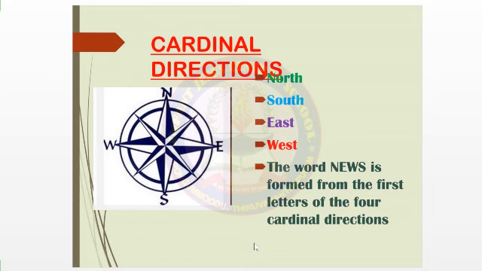Directions of the map. Children, we know that the sun rises in the east and sets in the west. East and west are directions. There are two more directions, north and south. Thus, there are four directions, namely north, south, east and west. Generally, these four directions are known as cardinal directions. What is meant by cardinal direction? Cardinal direction means important directions.